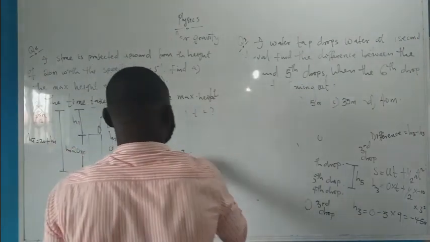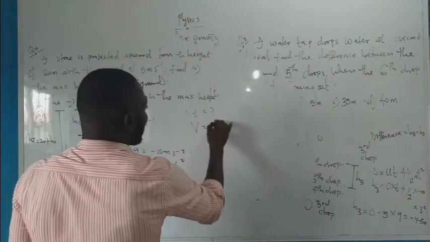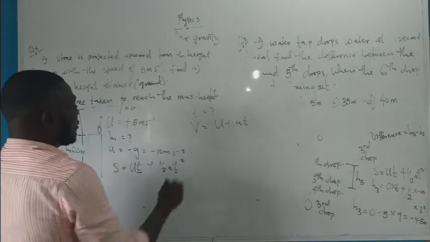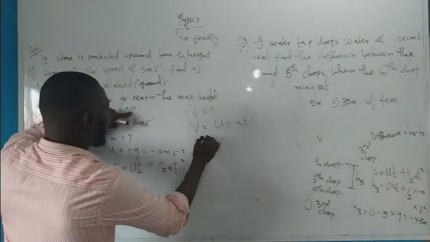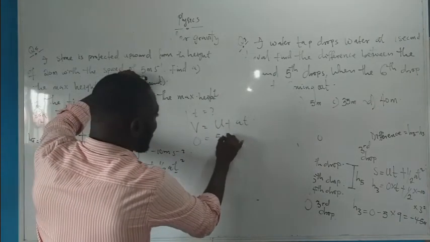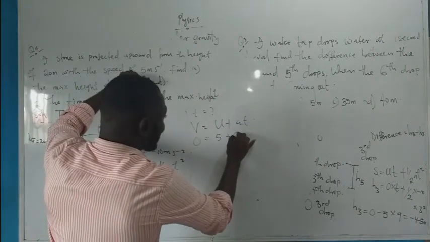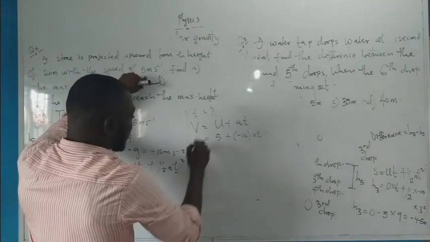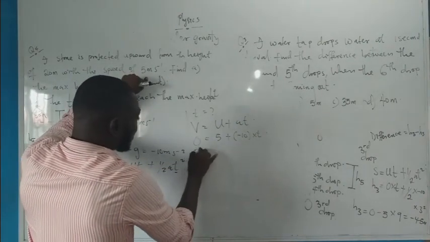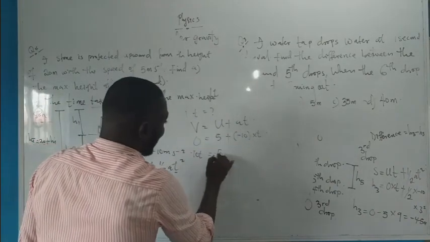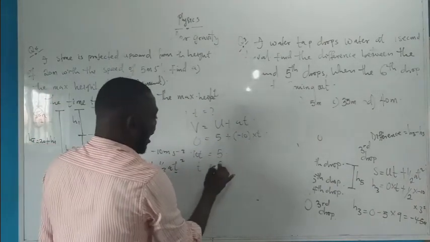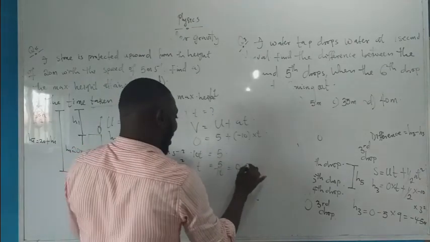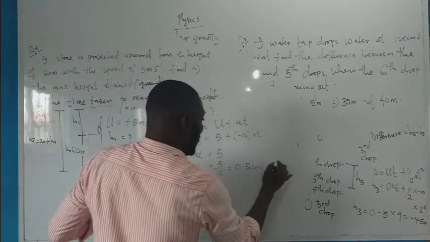We know that V equals U plus AT. V is 0 at maximum height. U is 5, and A is minus 10, times T. So that will give us 10T equals 5. So T equals 5 upon 10, that's 0.5 second, or 1 over 2 seconds.